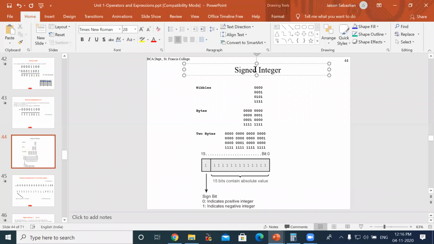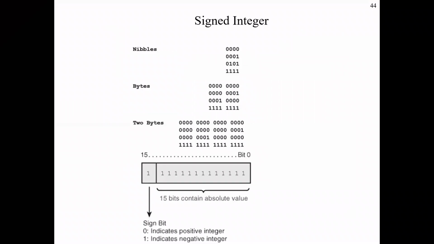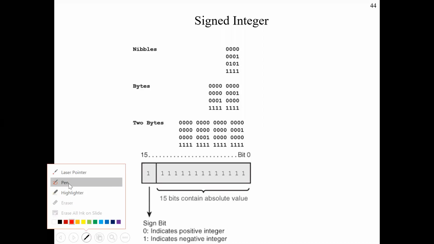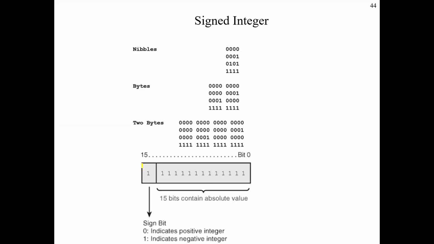When you are going for a signed integer, what will happen? Among the 16 bits, the first bit will be used for storing the sign of the number. Got it? So among the 16 bits, the first bit will be used for indicating the sign. If it is 1, then it is a negative integer. Understood? So this is the problem.